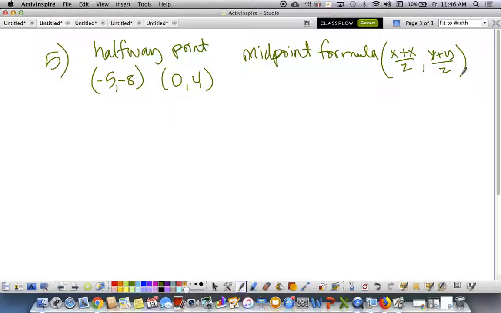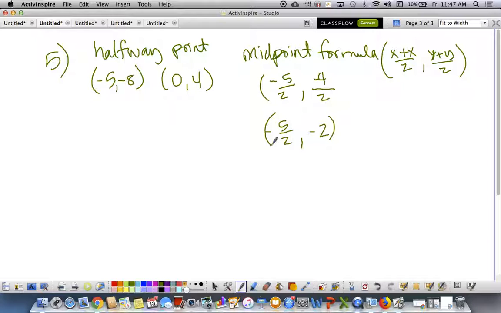-5 plus 0 is -5. -8 plus, sorry, that's not -4. -8 plus 4 is -4 over 2. I need to reduce that one a little bit. So maybe -5 halves and -2. Does that make sense? Yes.